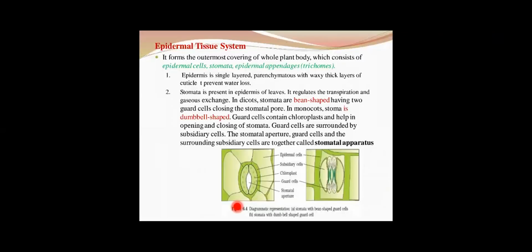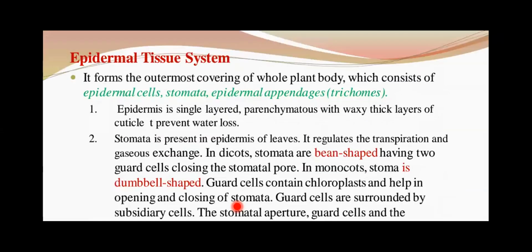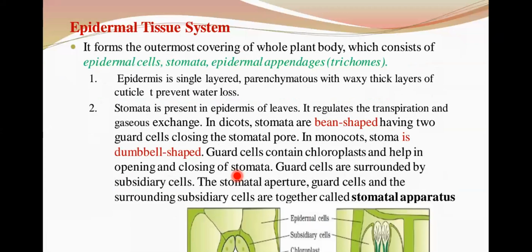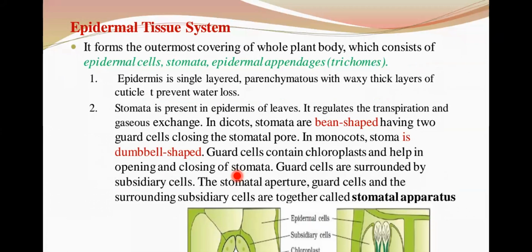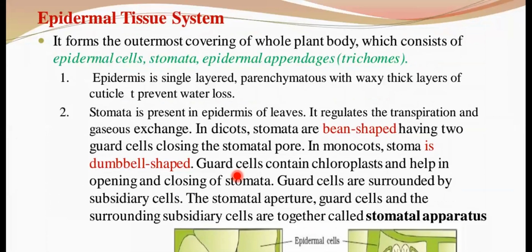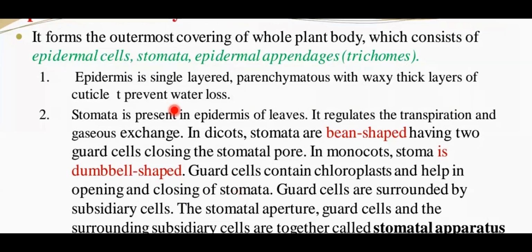Okay. Now we will come to the tissue systems. In tissue systems, the plant tissue systems are broadly divided into 3 types, students: epidermal tissue system, ground tissue system, and the vascular tissue system. So the epidermal tissue system is the outermost covering of the whole plant body, which consists of epidermal cells, stomata, epidermal appendages, etc. Okay, epidermal cells will be there, stomata, and another one will be the epidermal appendages.